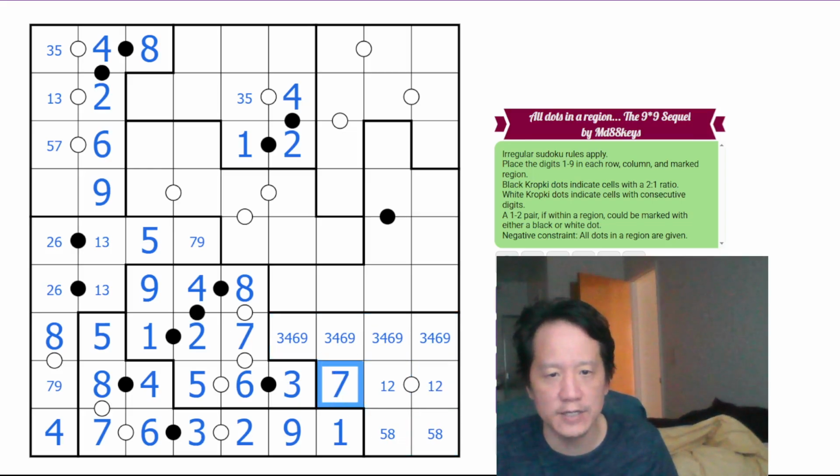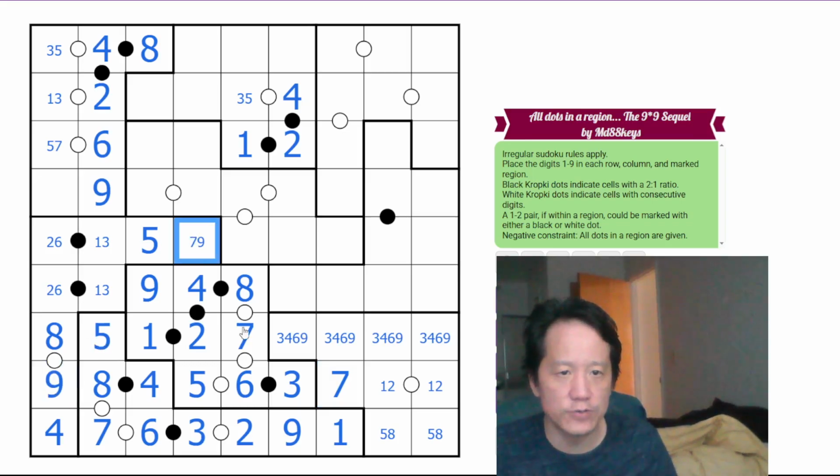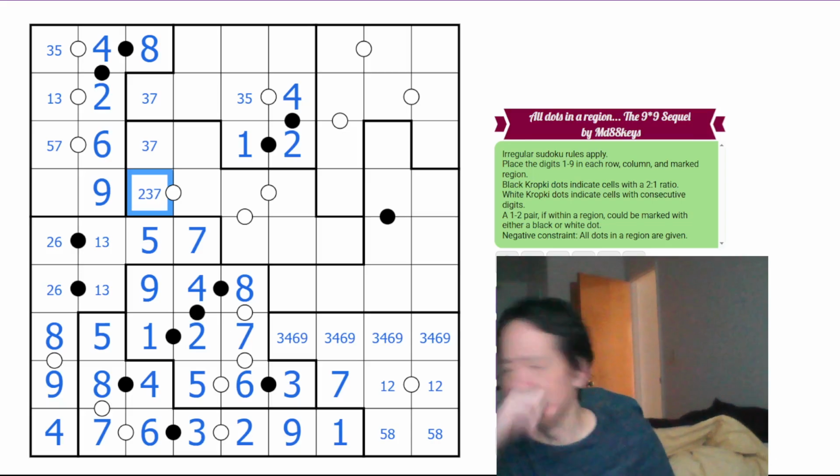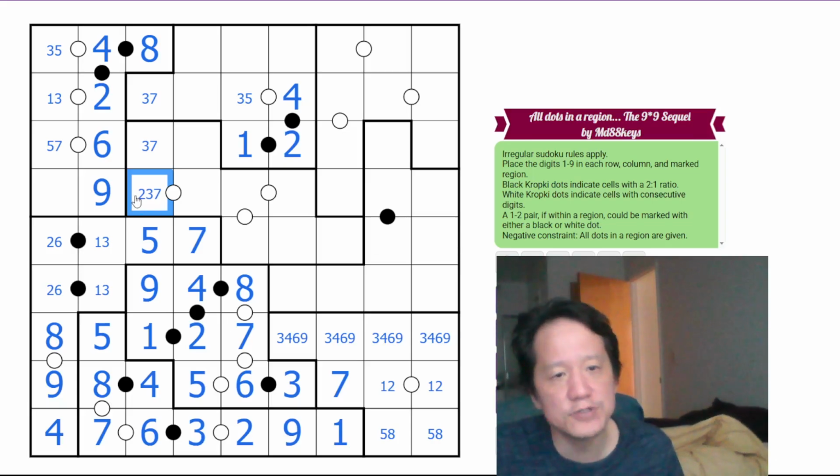This can't be 9. This must be 7, which makes this 9. Therefore, this is a 7. Remaining digits in column 3 are 2, 3, and 7. Well, this can't be 2. This can't be 2. That leaves 2 as here in column 3.